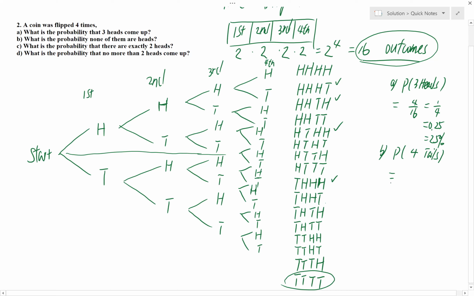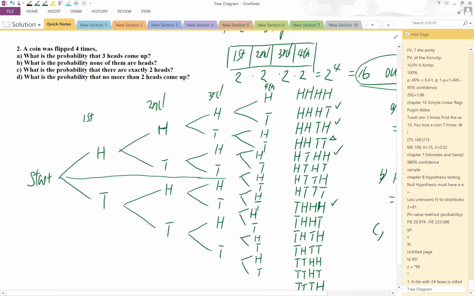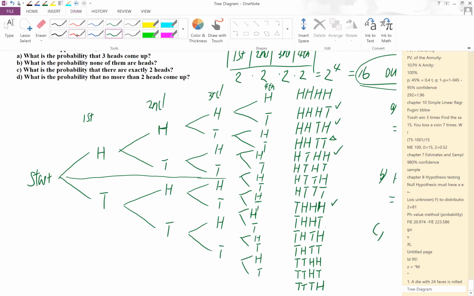So we only have one outcome that satisfies that, so 1/60. Then part C, you're counting exactly 2 hats. I'm going to use a triangle to mark those exact 2 hats, right? So this is one of them. Maybe use a different color, so that'll help you distinguish them. Let me just use a different color.